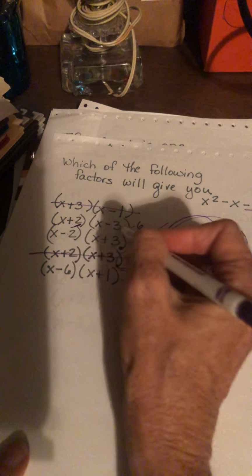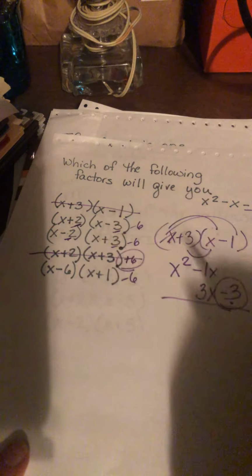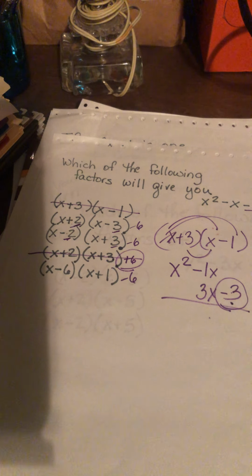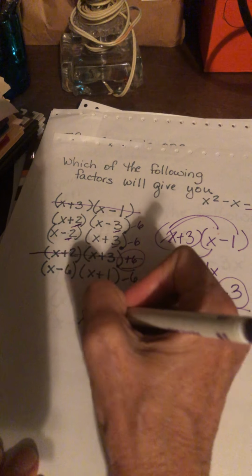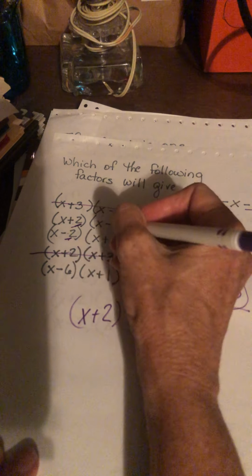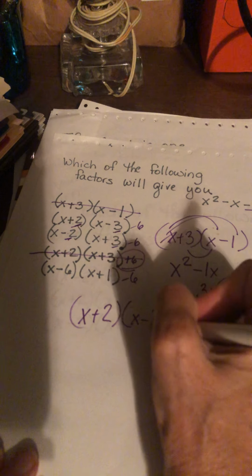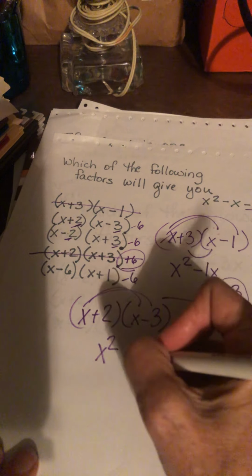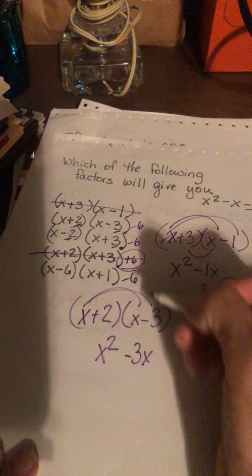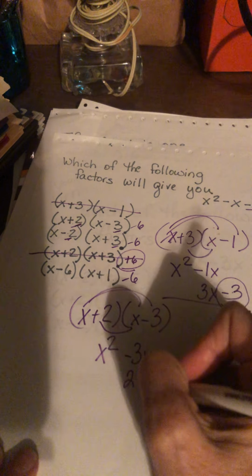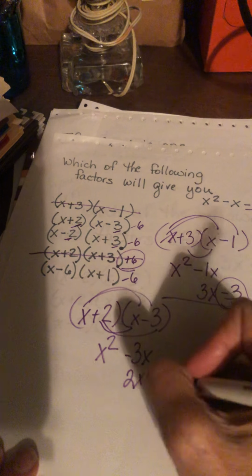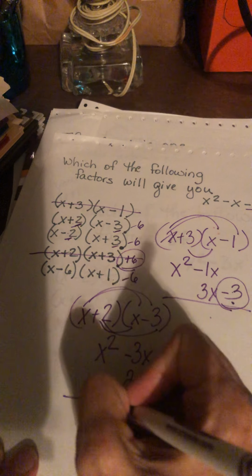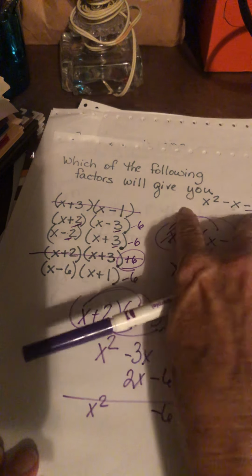Do you see what I did? I just took the numbers right here and multiplied them. So hey, I ruled out 2. That helps a little bit. Now let's just pick them and see what we get. So I'm going to go with x plus 2 times x minus 3. X times x is x squared. X times negative 3 is negative 3x. 2 times x is 2x. 2 times negative 3 is negative 6. I wanted that negative 6. I got it. So these look right.